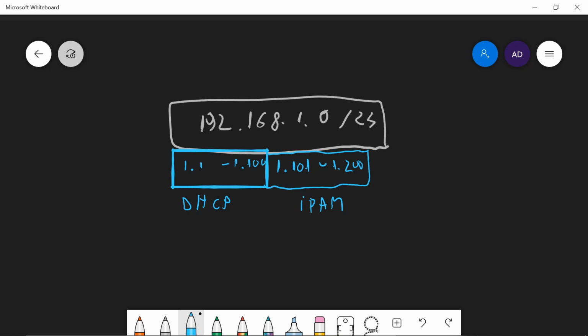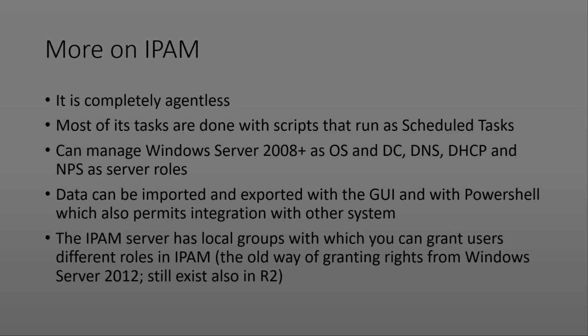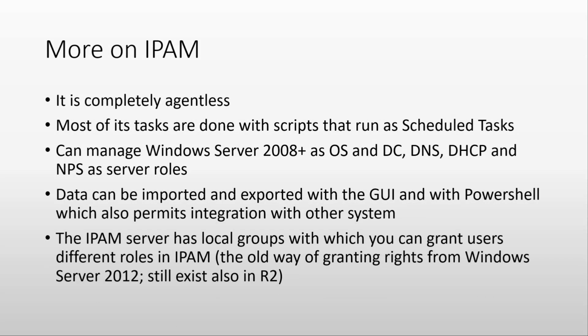And we also have a couple of addresses left over that we could either add to our IPAM range, we could create another DHCP scope, or we could create a third range. It's our choice. But this is the relationship between a block and a range. Let's move on and discuss a couple of more details about IPAM.